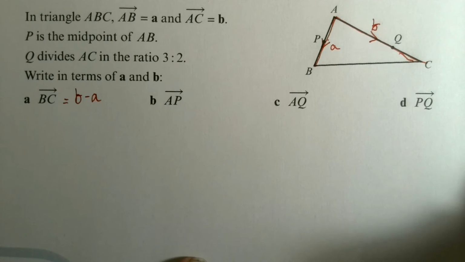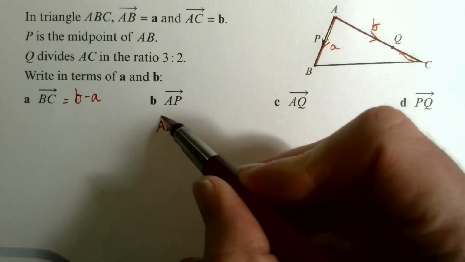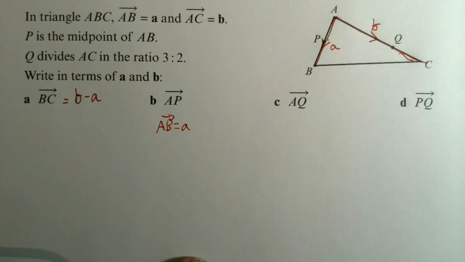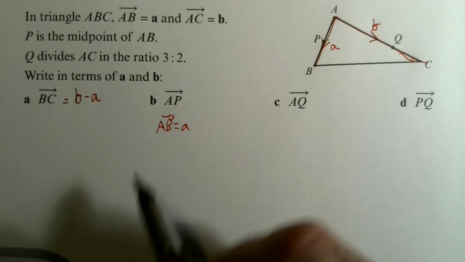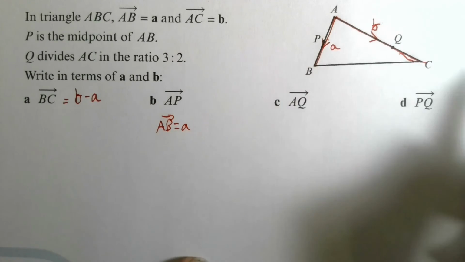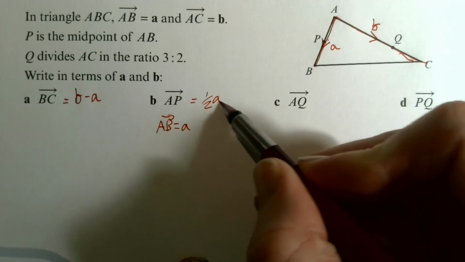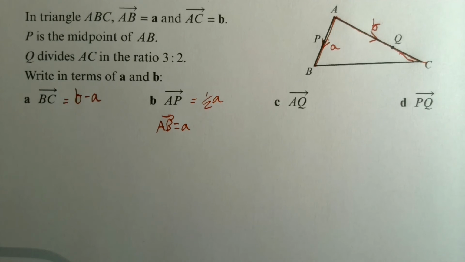Then A to P. Well, A to B is A, isn't it? And P is the midpoint of AB, so it's halfway along. So I've just got to go half that distance, so it's going to be a half A, or you could write A over 2, either's fine.